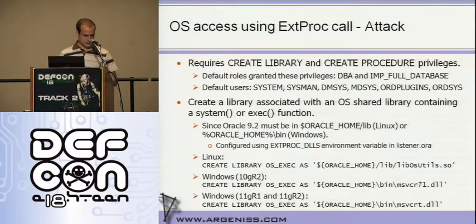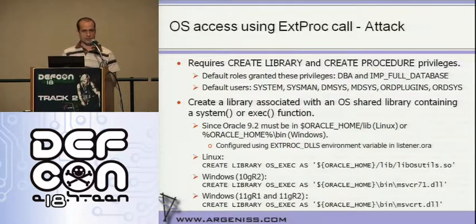Well, let's see now the first example with a demonstration, the method using an external procedure call. An external procedure is a function stored in a dynamic link library. So we first need to create a library object on the database that points to an external DLL file.